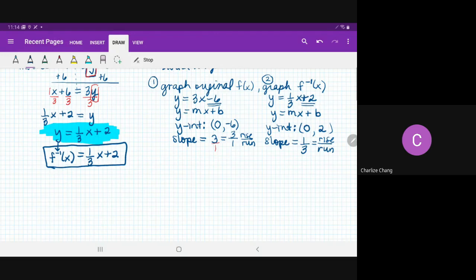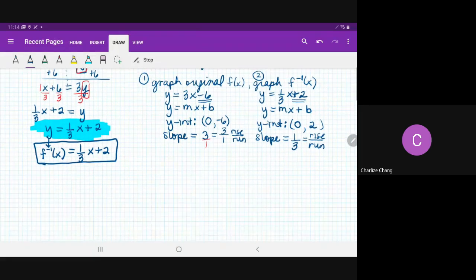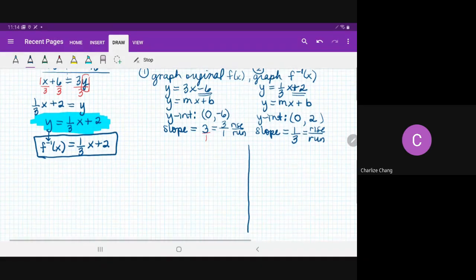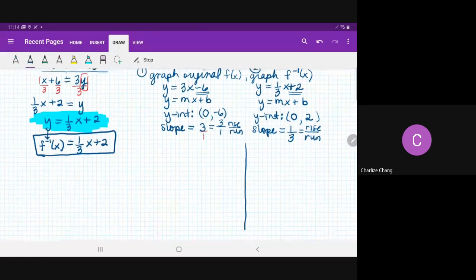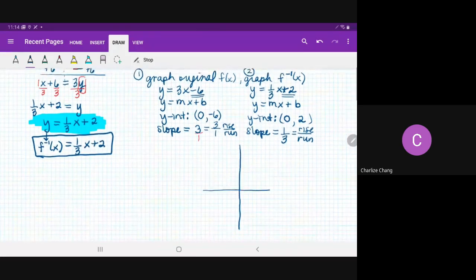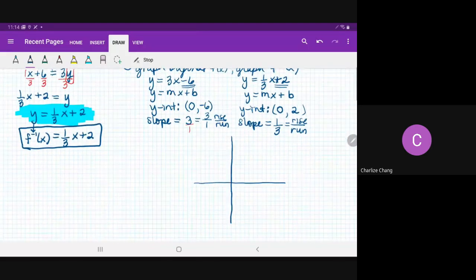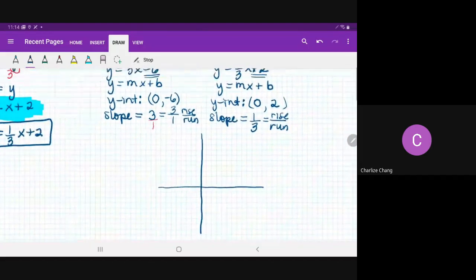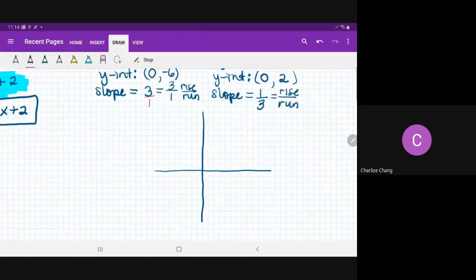Okay, so let's graph those. And we're going to graph them on the same graph. You need to make sure your graph can go down to -6. Okay, so make sure your graph can go down to -6. And then I'm going to make my graph look a little bigger here so you guys can see it better.